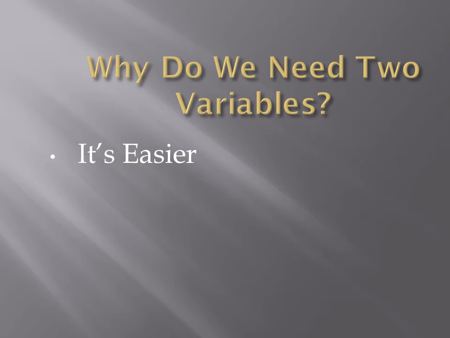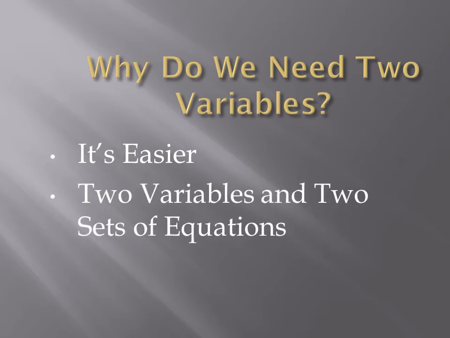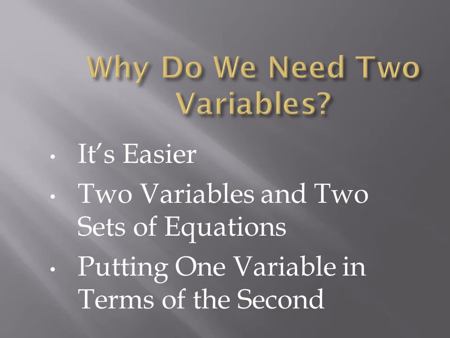So again, why do we need two variables? It's easier in the long run. We have two variables and two equations, so we can solve for two variables in this case. And by setting that second equation, we're still putting one variable in terms of the second. It's just laid out a little more clearly and easily.